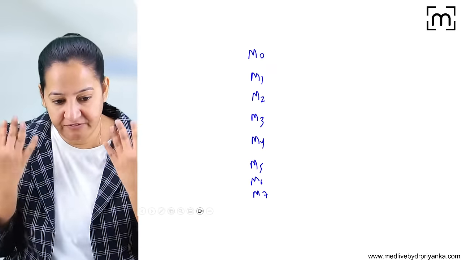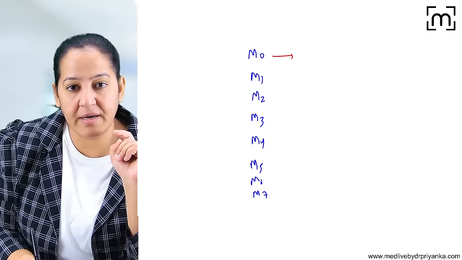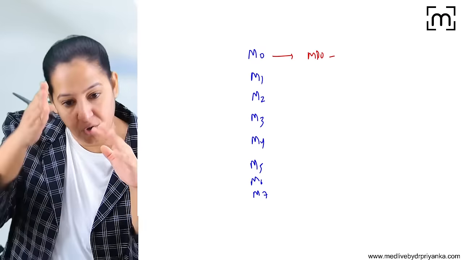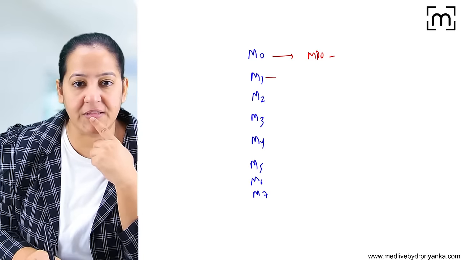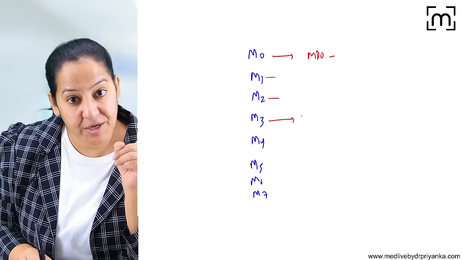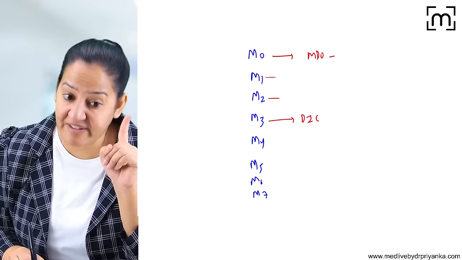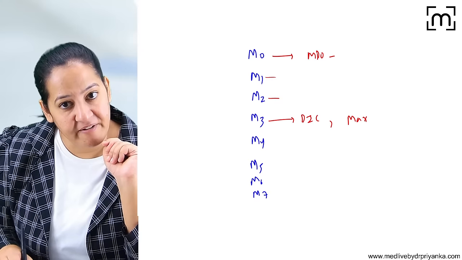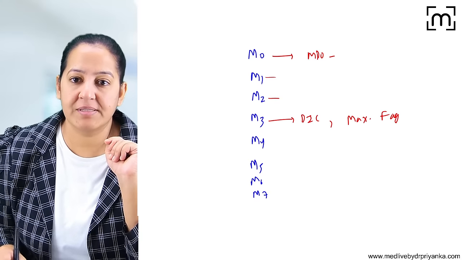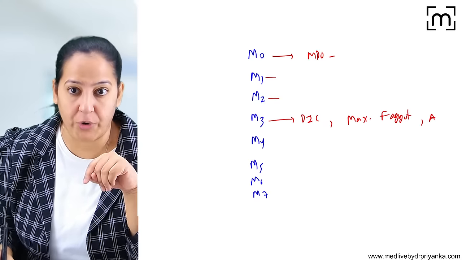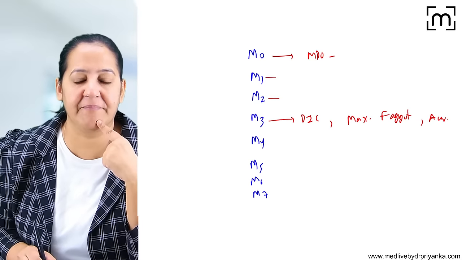Can you tell me the important features of all of them? M0, learn, it is MPO negative. Rest all are MPO positive. M1, M2, nothing important. M3, DIC. It is unique in having DIC. Here, maximum Faggot cells, maximum Auer rods.